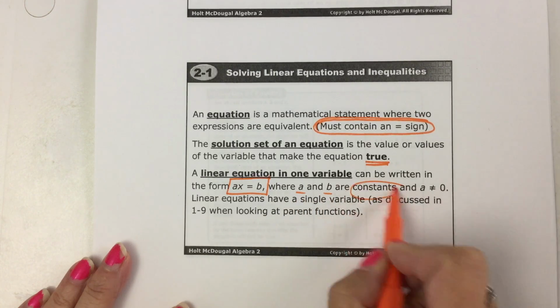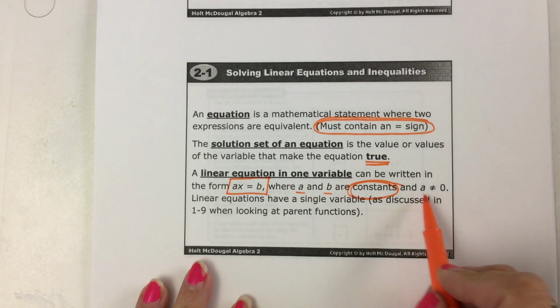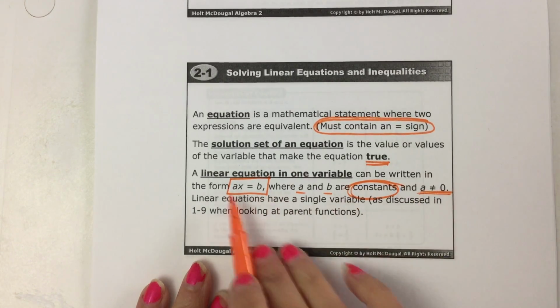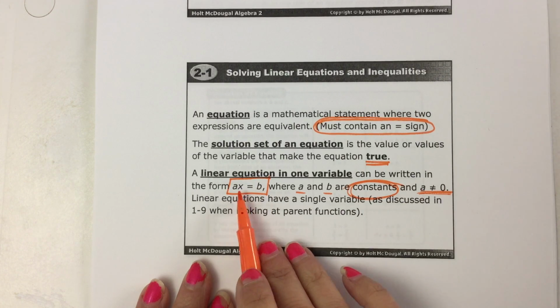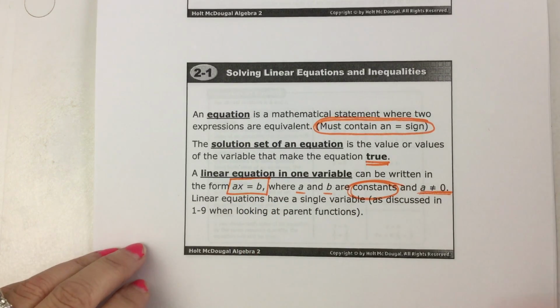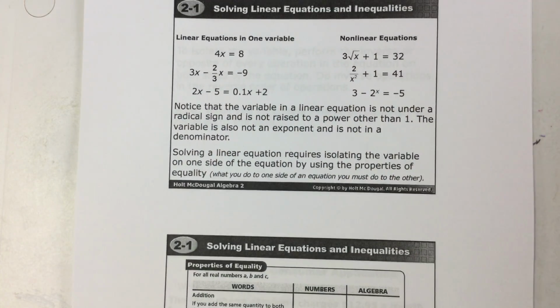A linear equation in one variable can be written in the form ax equals b. A and b are constants. Now remember, a constant is a number. A cannot be a 0, because if a was a 0, it would cancel that variable out, and then it would not be linear. Linear means you have to have that single x. Remember when we talked about that in section 1.9.